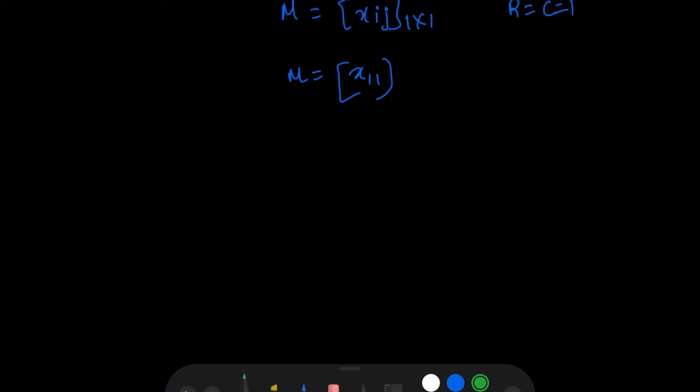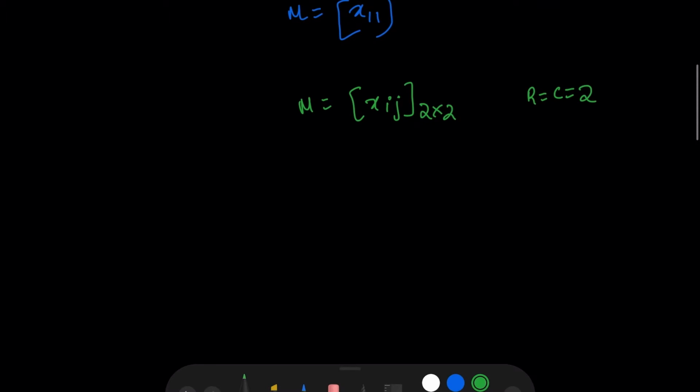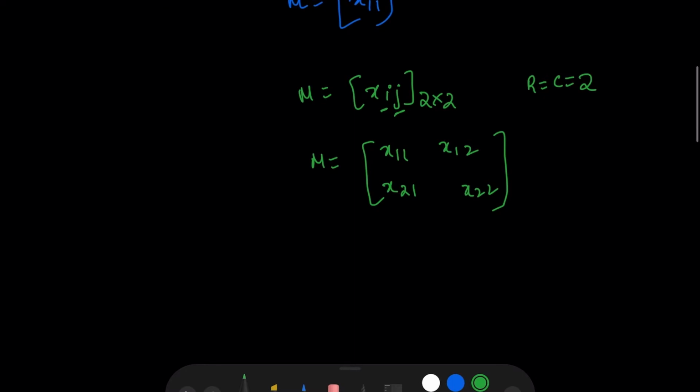Now let us build a 2 cross 2 matrix, that is M is equal to x of ij, 2 cross 2. Here the number of rows is equal to the number of columns, which is equal to 2. So the matrix M is equal to x of 1 comma 1, x of 1 comma 2, x of 2 comma 1, and x of 2 comma 2, right? If you didn't know, the i here represents the row number and j here represents the column number.